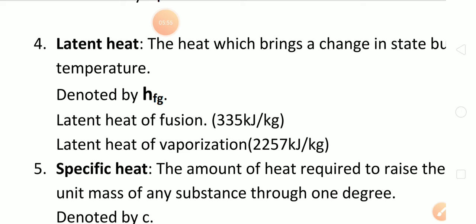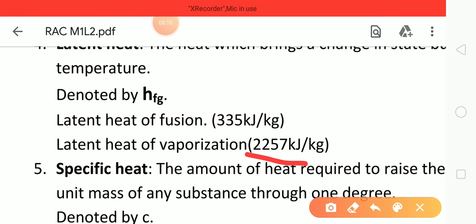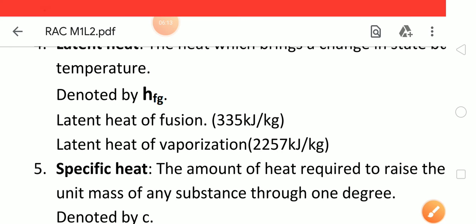Similarly, for latent heat of vaporization, 1 kilogram of water at 100 degrees Celsius can be converted to steam by absorbing 2257 kilojoules for 1 kilogram. So that is latent heat of fusion and latent heat of vaporization.